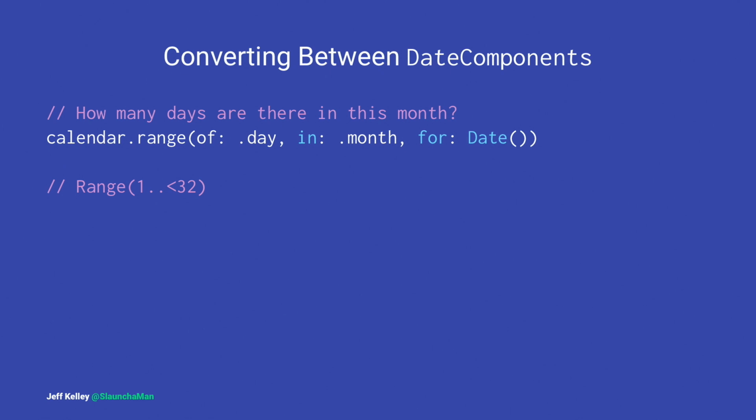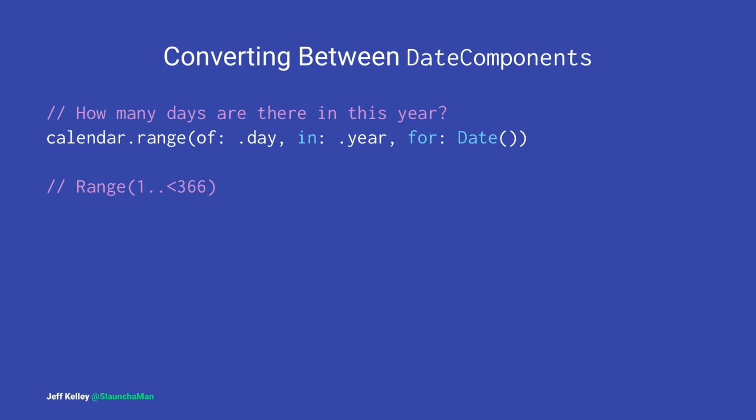Next thing, converting between these date components. You might ask yourself, how many days are there in this month? So you can use this method range of in for. So give me the range of this unit in this larger unit for this date. So in this month, for this date, there are 31 days. In this year, there are 365 days. And if you ran this with a date that was contained in a leap year, of course there'd be one more.